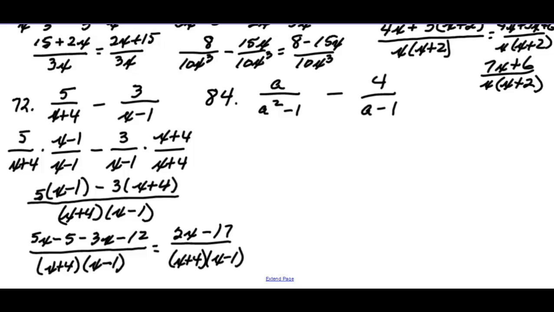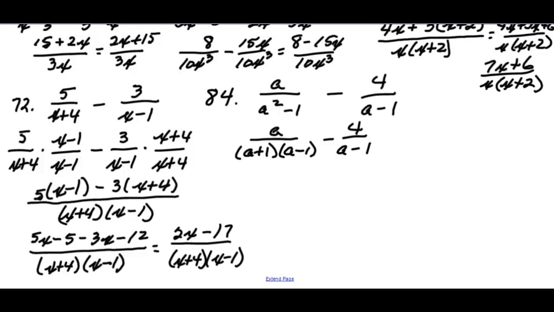And that's as simple as number 72 gets. Pretty complicated answer for all that work, but that's the system. When we look at number 84, now in the denominator of that first fraction, we actually have a perfect square minus a perfect square. So I'm going to rewrite that as a over a plus 1 times a minus 1 minus 4 over a minus 1.